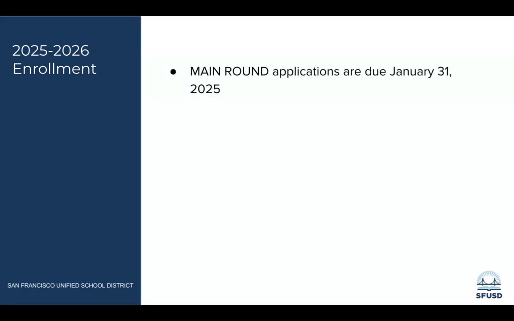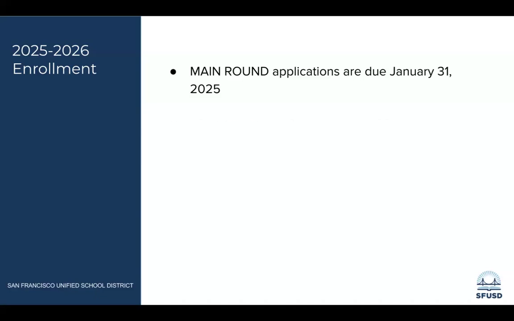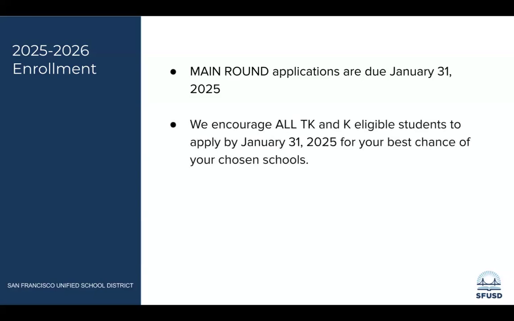And so it's very important, all of our parents, I'm asking that you please apply before January 31st. 咁嗱，大家記住啦，好重要嘅日期就係1月31號，明年1月31號之前去遞交呢個申請。And then we encourage all the TK and kindergarten eligible students to apply.